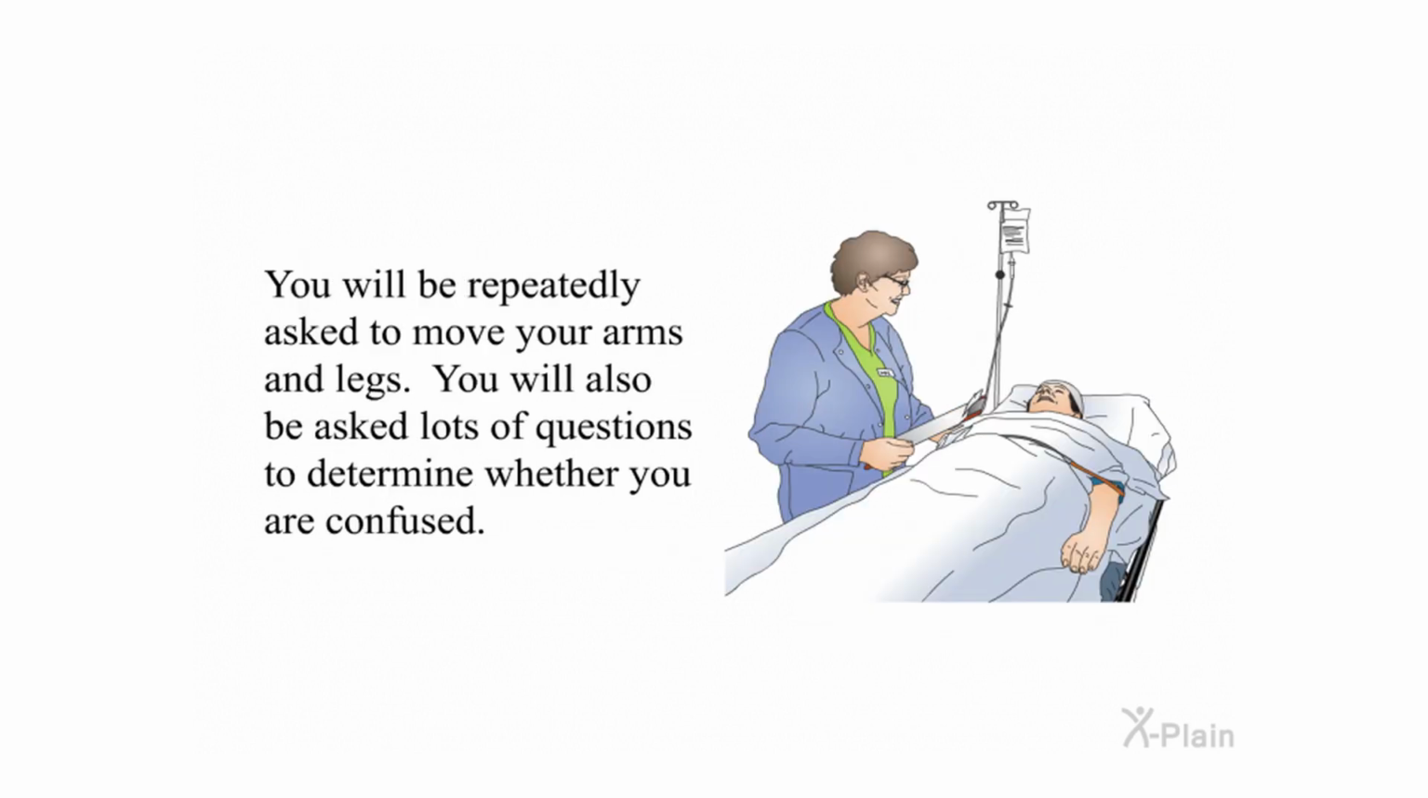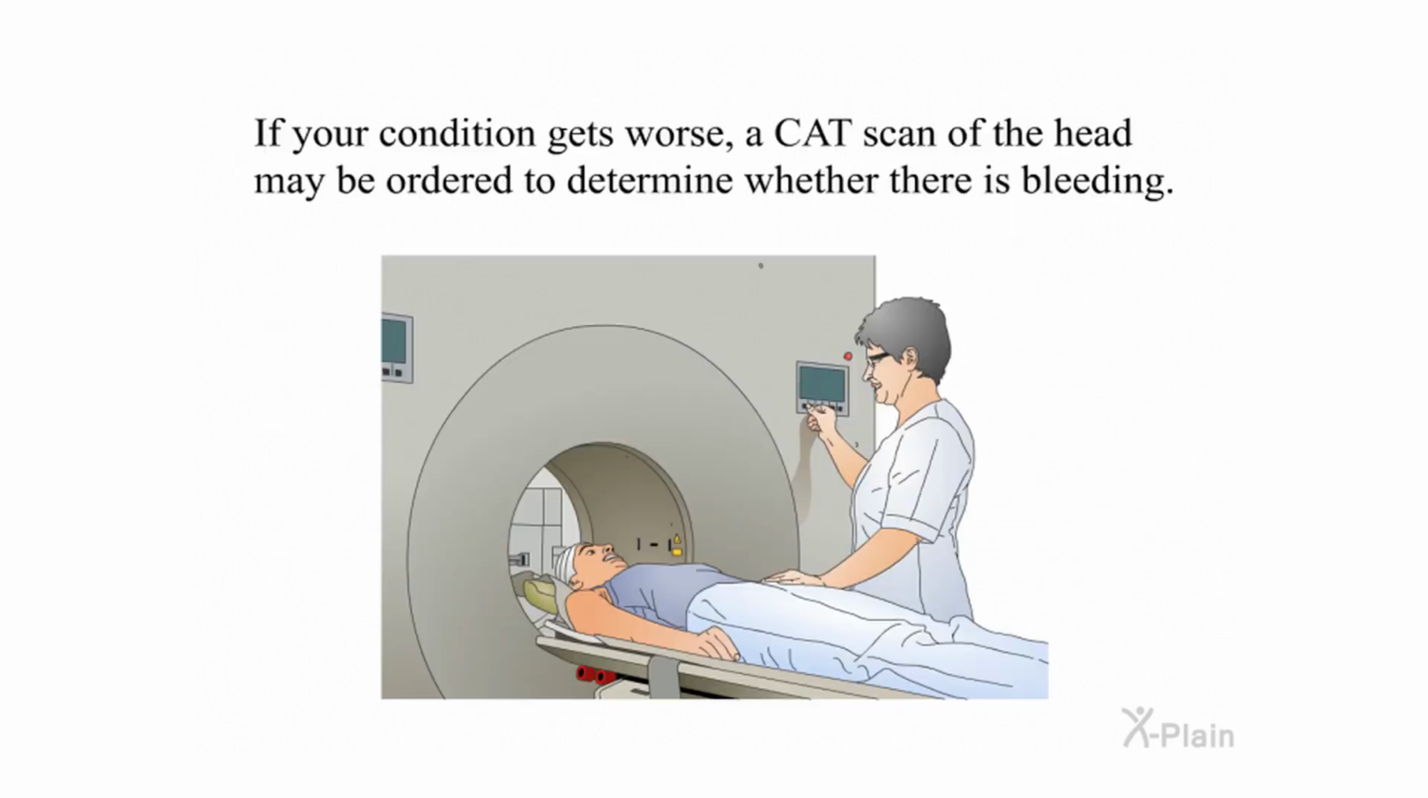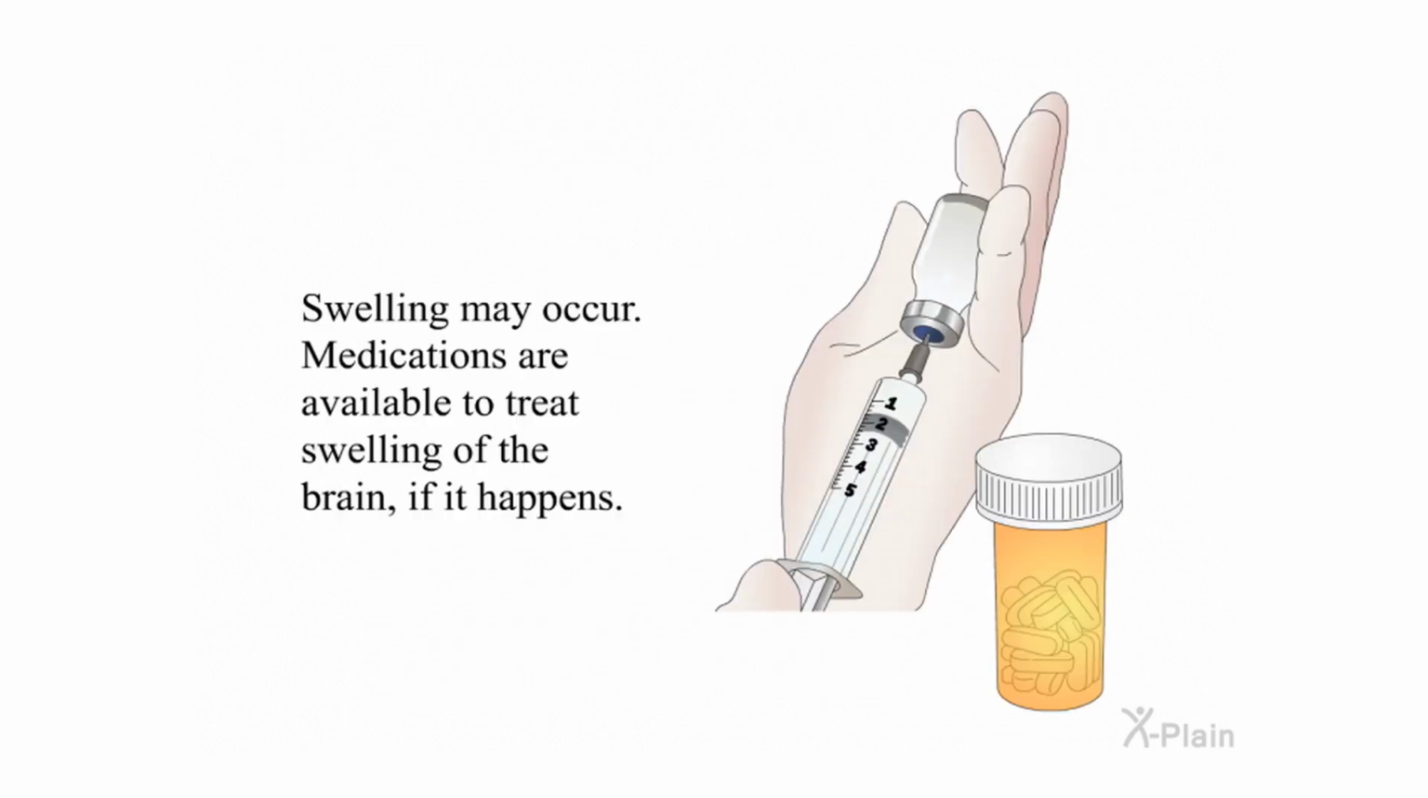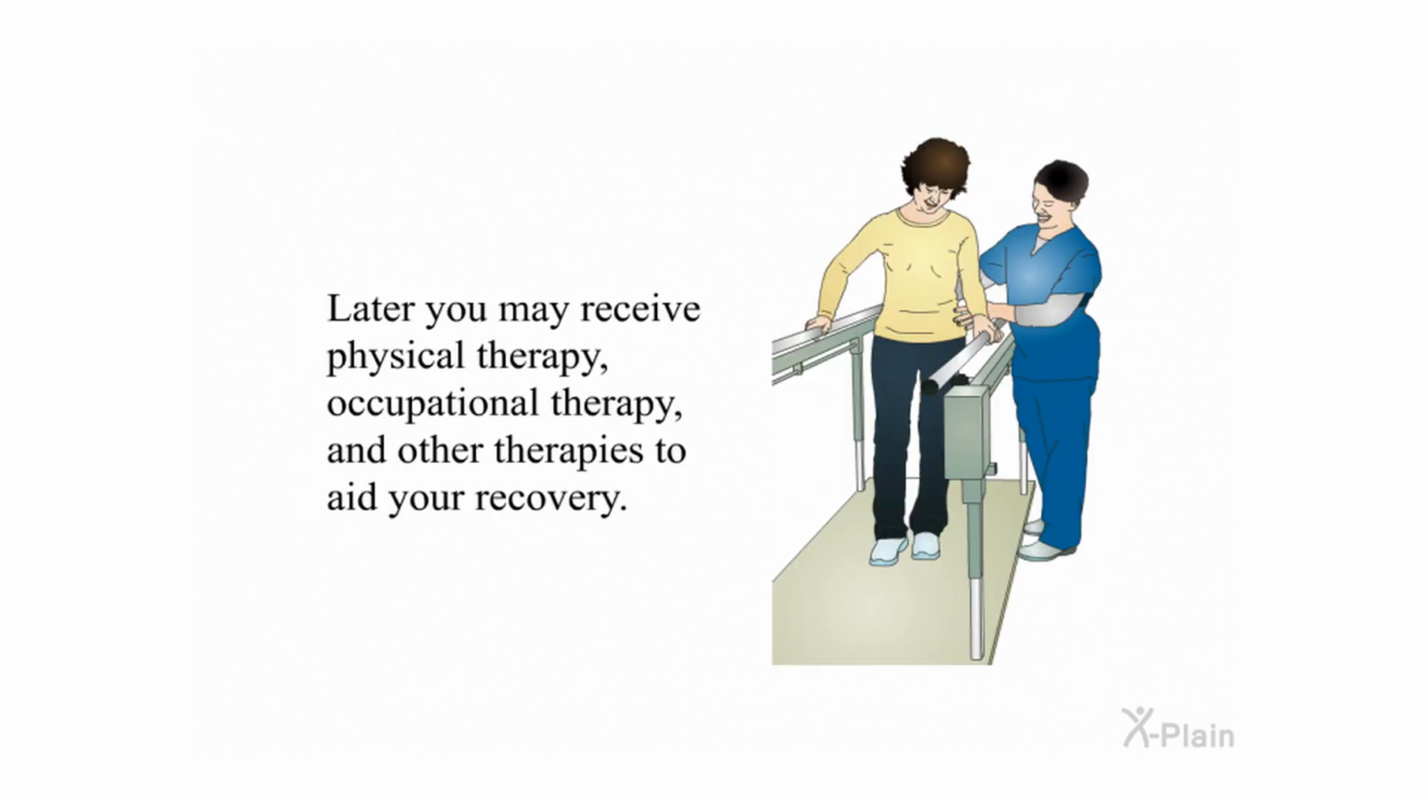You will be repeatedly asked to move your arms and legs. You will also be asked lots of questions to determine whether you are confused. If your condition gets worse, a CAT scan of the head may be ordered to determine whether there is bleeding. Swelling may occur. Medications are available to treat swelling of the brain if it happens. Later, you may receive physical therapy, occupational therapy, and other therapies to aid your recovery.